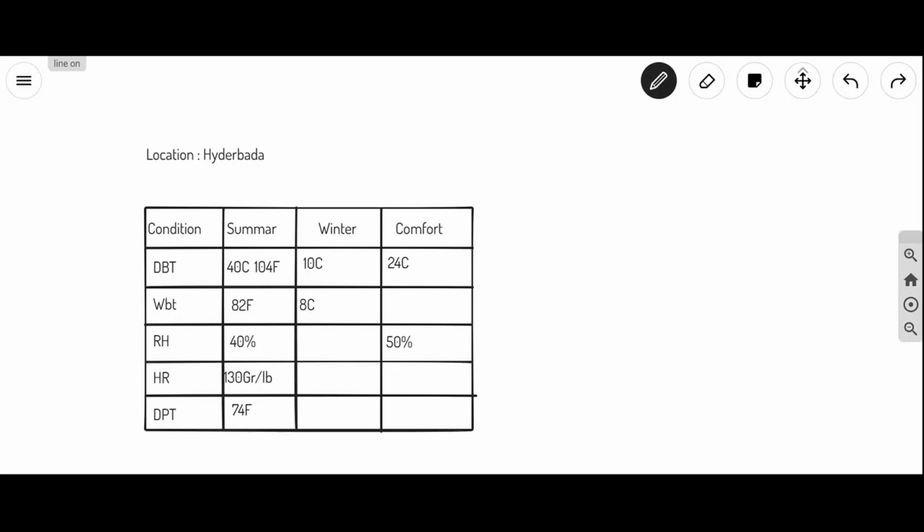Sir, how to convert degrees Celsius into Fahrenheit? What is the formula? Can anyone? Sir, 1.8 into centigrade plus 32. 1.8 into C plus 32. 9 by 5 into C plus 32.